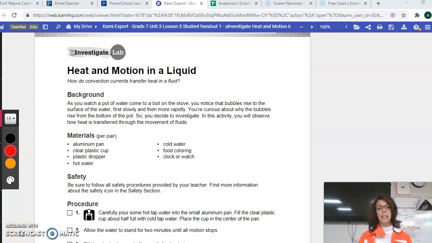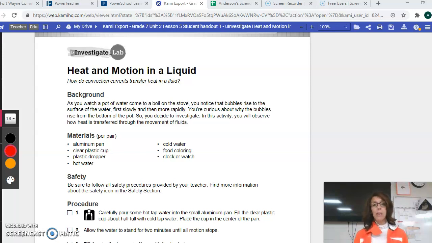It's heat and motion in a liquid. And we're looking at this because we know that the mantle has convection currents and it allows the transfer of heat because of the movement of that molten material. So how does this actually transfer? We're going to do this today in class.